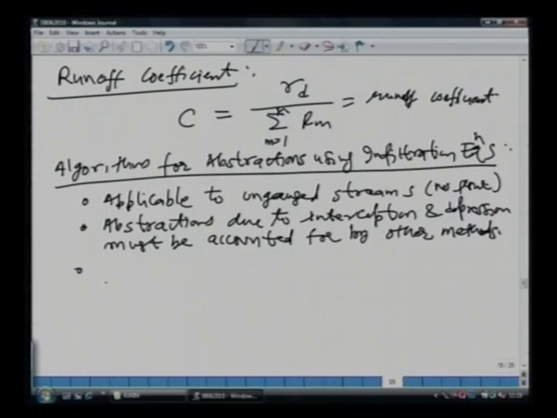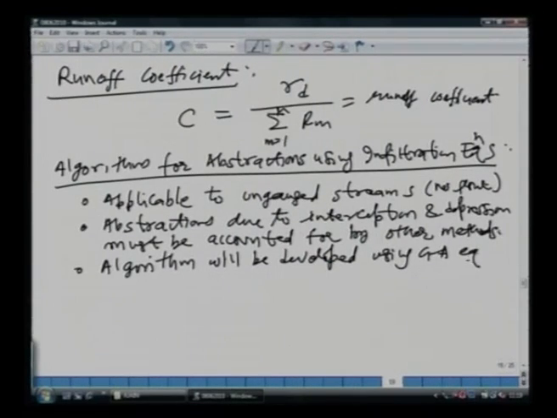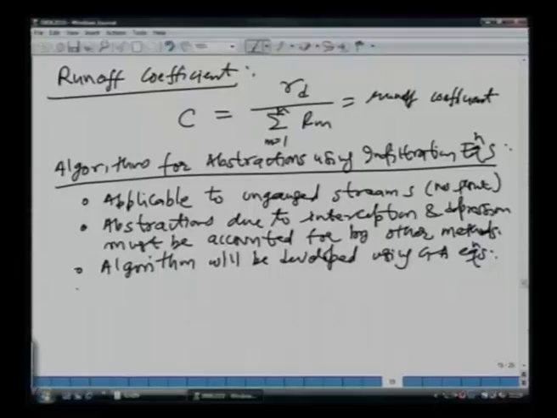Okay. The next thing about this method is that the algorithm will be developed for the Green-Ampt equations. Okay. As I said, we will develop a very general method or algorithm for accounting for abstractions from the precipitation using infiltration equations, and in this case we will use the Green-Ampt equations, which we have already seen in this course.